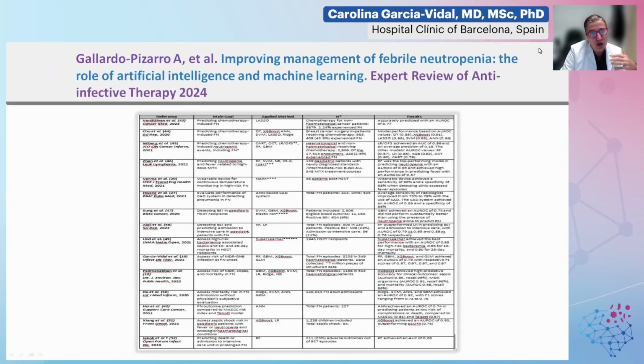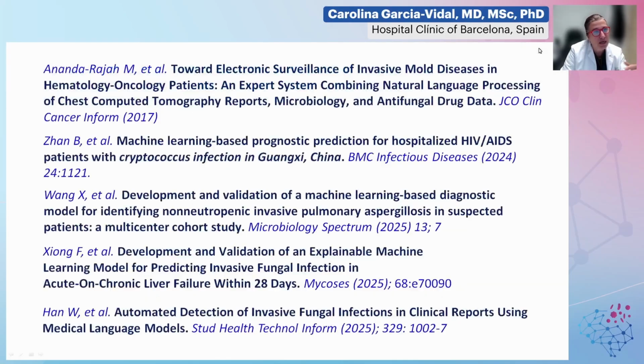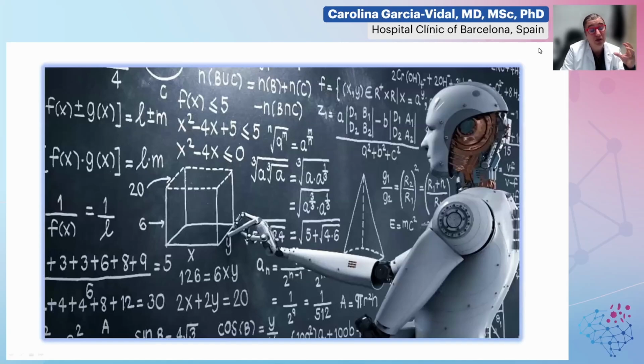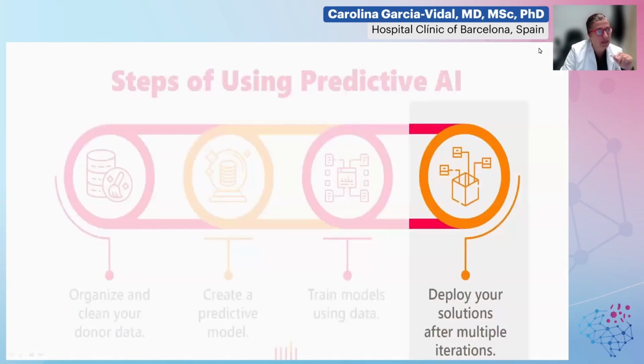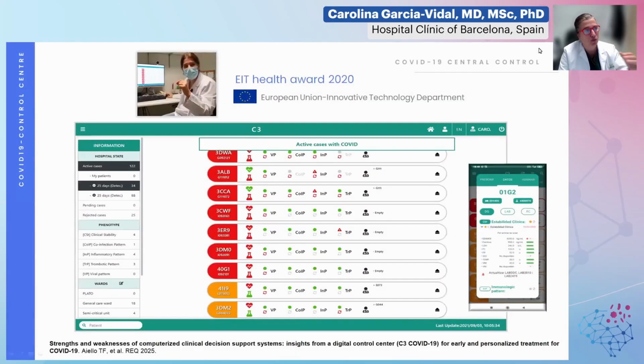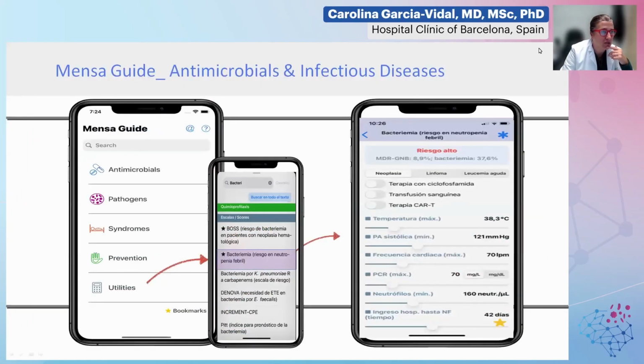So now we are working on more processes in fungal infections. We have a lot of reviews talking about the most important news in this, but the most important thing to remember is that what we are talking about is better mathematical models. And to finish, all these models need computer tools to interact with them. This is one of our computer tools, a COVID center control, where we have in real time the different patterns of patients with COVID, and this program was awarded by the Ethical Award in 2020.